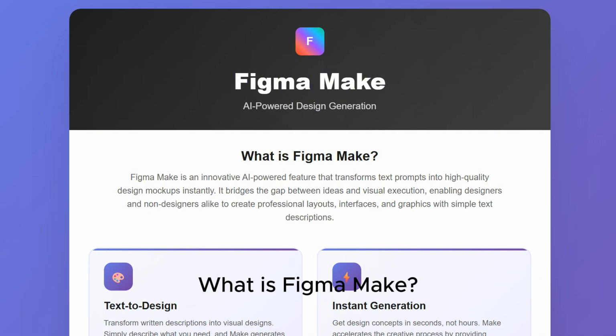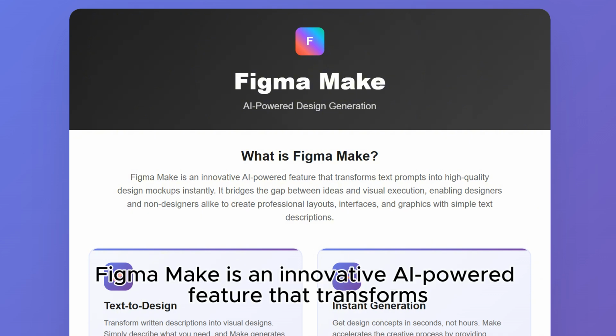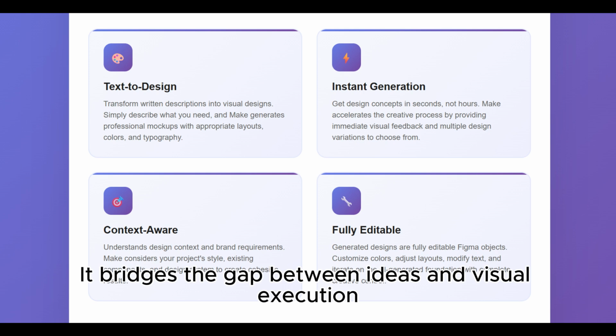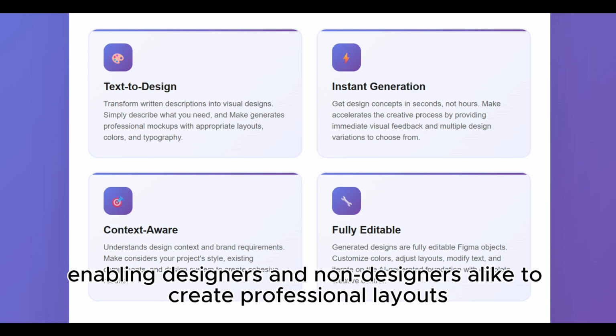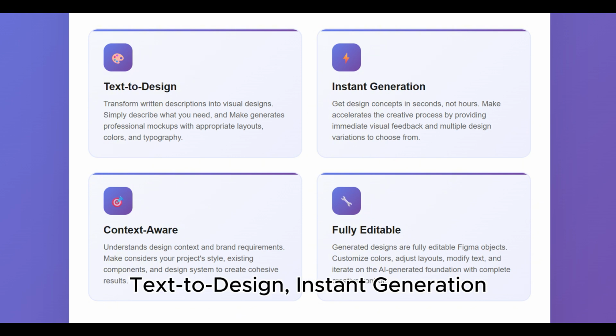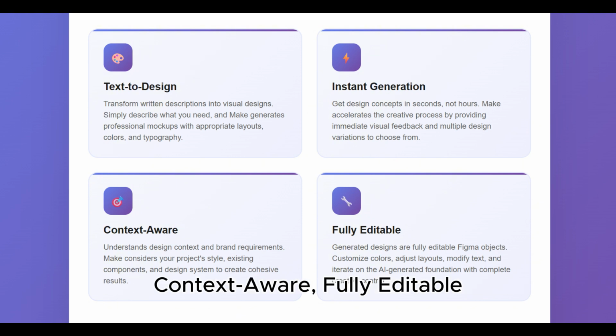What is Figma Make? Figma Make is an innovative AI-powered feature that transforms text prompts into high-quality design mockups instantly. It bridges the gap between ideas and visual execution, enabling designers and non-designers alike to create professional layouts, interfaces, and graphics with simple text descriptions. Text-to-design, instant generation, context-aware, fully editable.